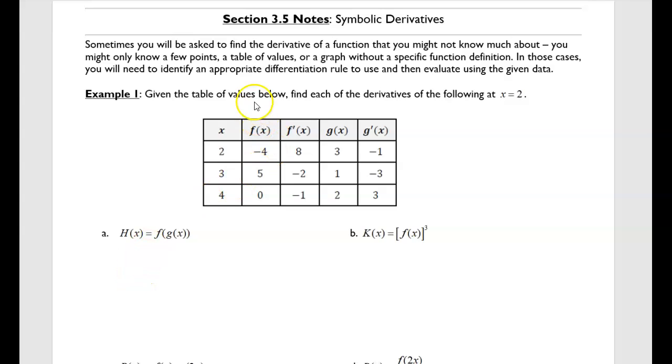In example 1, we're given this table of values. Notice it has values for f, f prime, g, and g prime. And it asks us to find each of the derivatives at x equals 2. So we'll keep that in mind, x equals 2.